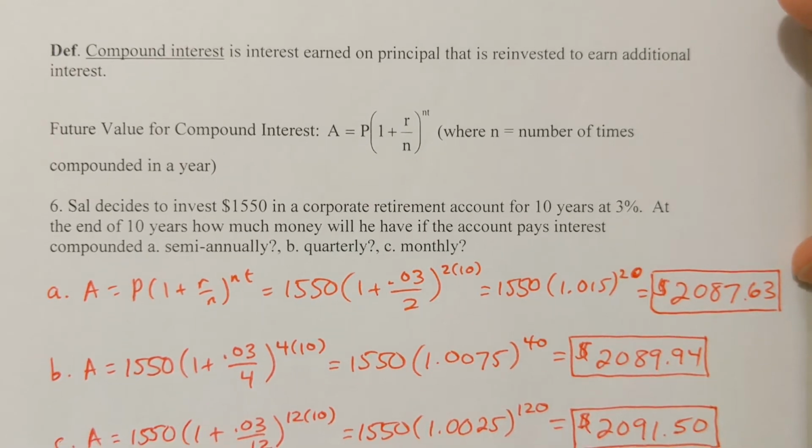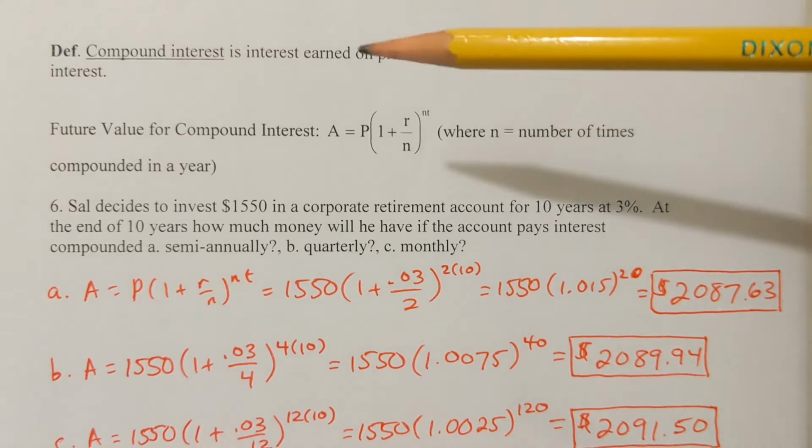Next thing is a definition. Compound interest is interest earned on principal that is reinvested to earn additional interest. Okay, so it's money that you've made in interest that you're going to let sit there in the bank and gain more interest on top of that.